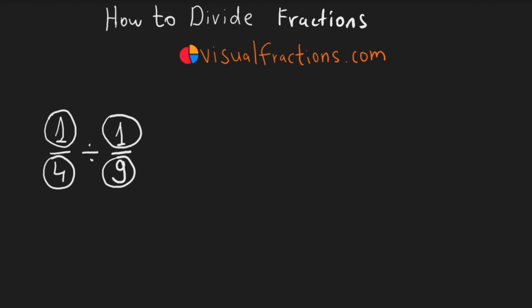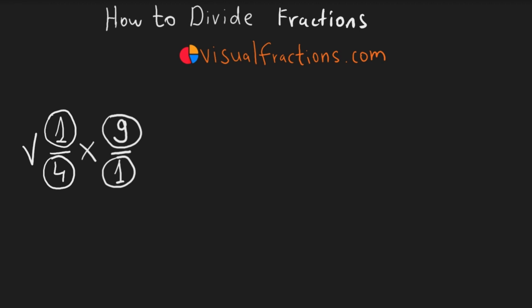The process of dividing fractions requires a little twist. You keep the first fraction as is, take the reciprocal of the second fraction, which means you flip it, and then you multiply. Steps for division. Keep the first fraction. 1/4 remains as 1/4. Take the reciprocal of the second fraction. The reciprocal of 1/9 is 9 over 1, or simply 9, because you flip the numerator and denominator.